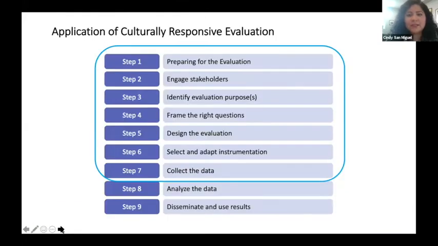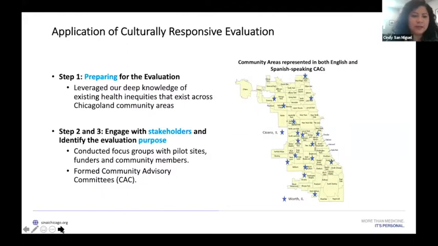So this is the slide that Jackie previously shared on the framework for culturally responsive evaluation. She detailed the various steps that are involved in this framework, and I'm going to focus on the first 7 because that's the progression we've made thus far with the project. And the next several slides will detail how we've worked in those steps.